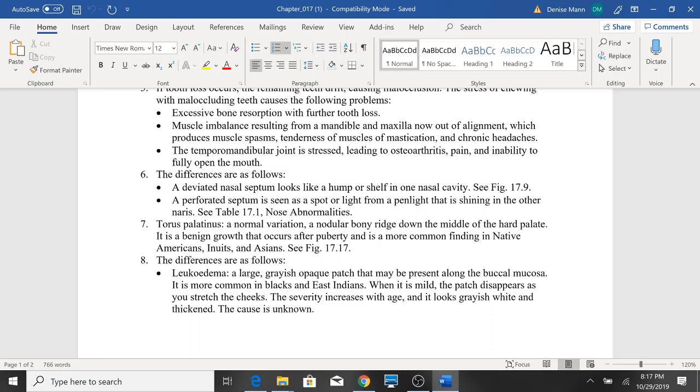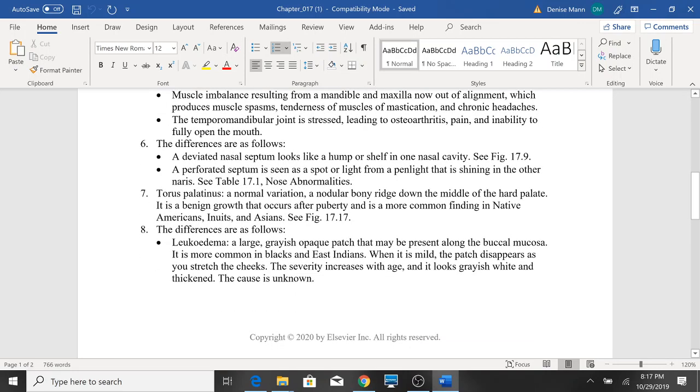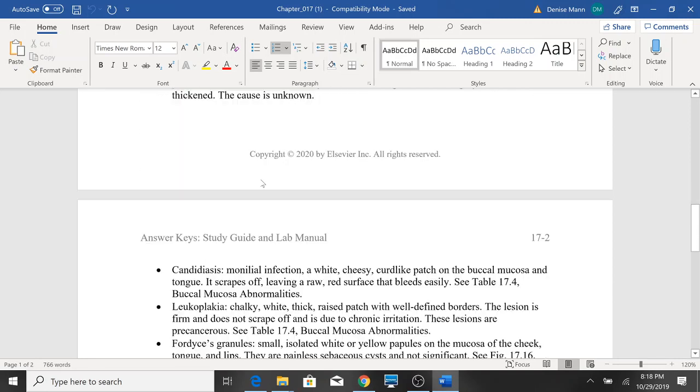What's the difference between leukoedema, candidiasis, leukoplakia, and Fordyce granules? Leukoedema is a large grayish opaque patch that may be present along the buccal mucosa. It is more common in Blacks or East Indians. When it is mild, the patch disappears as you stretch the cheeks. Severity increases with age, and it looks grayish-white and thickened, and we're not sure what causes it.